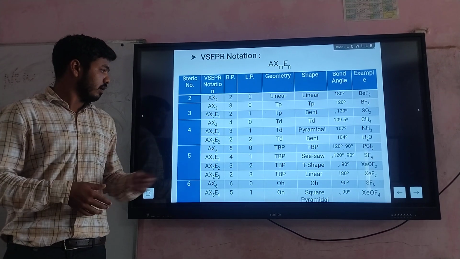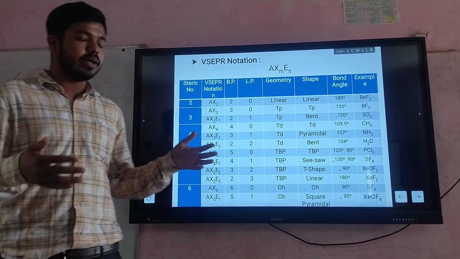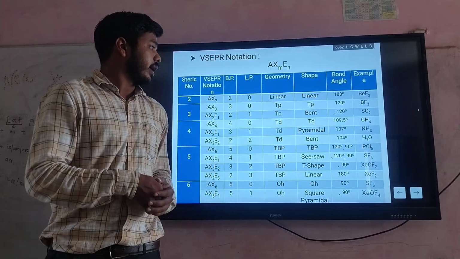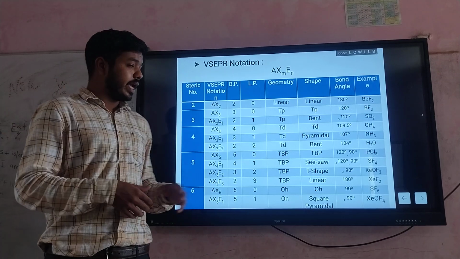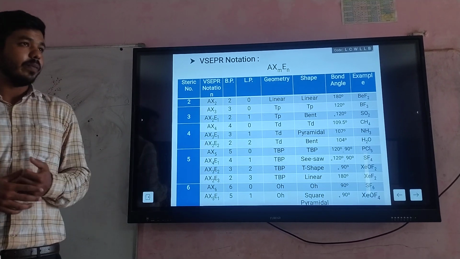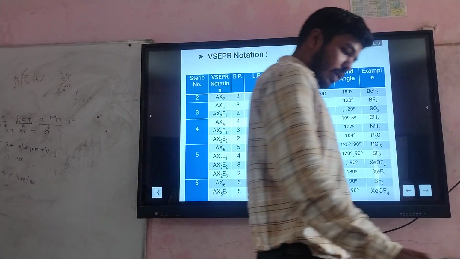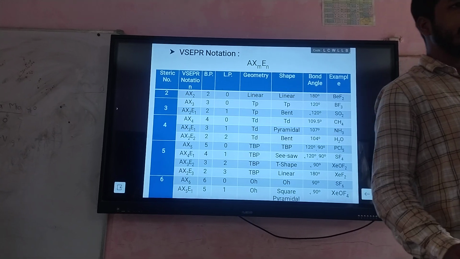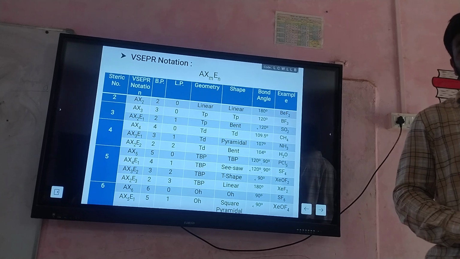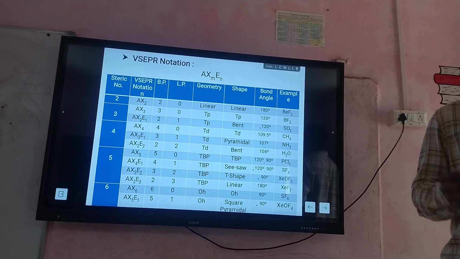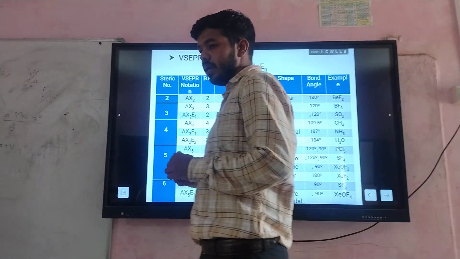In the first case, all the electron pairs are bonded pairs, and the molecule shows tetrahedral geometry, and the bond angle between the bonded pairs is 109 degrees, and the example is CS4. In the second case, AX3E1, the bonded pairs are 3 and the lone pair of electrons is 1. So the molecule shows tetrahedral geometry, but the shape is different from the geometry, because due to the presence of one lone pair of electrons, the molecule shows pyramidal shape, and the bond angle is less than 109 degrees.